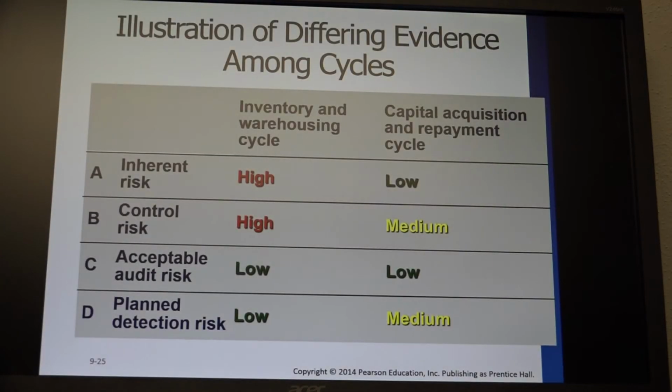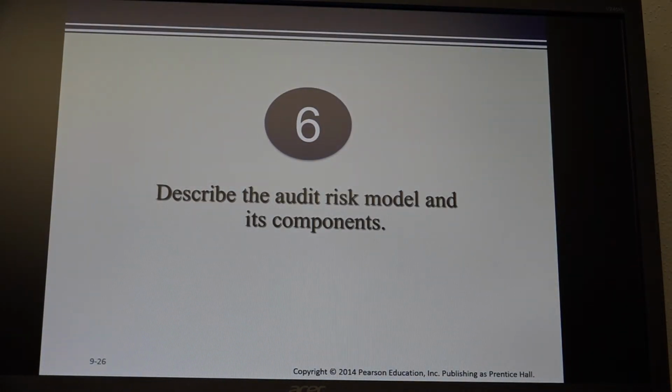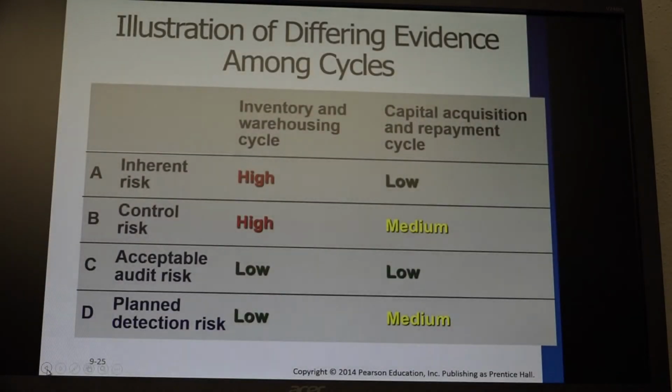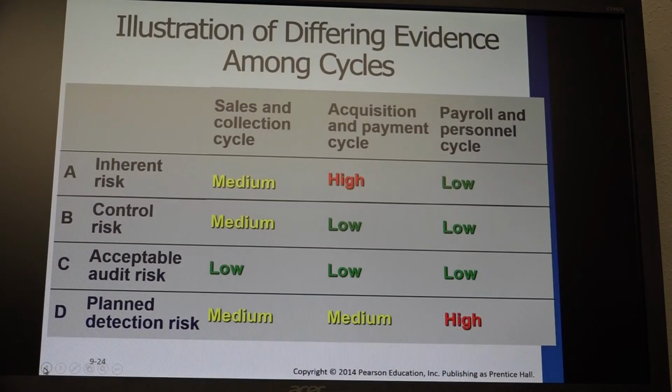And then on the next page, we have some more here. You have inventory and warehousing cycle. Inherent risk there is high. Control risk is high. Acceptable audit risk is low. And planned detection risk is low. Going back to that, essentially what's happening here is that A, B, and C affect what happens with D.